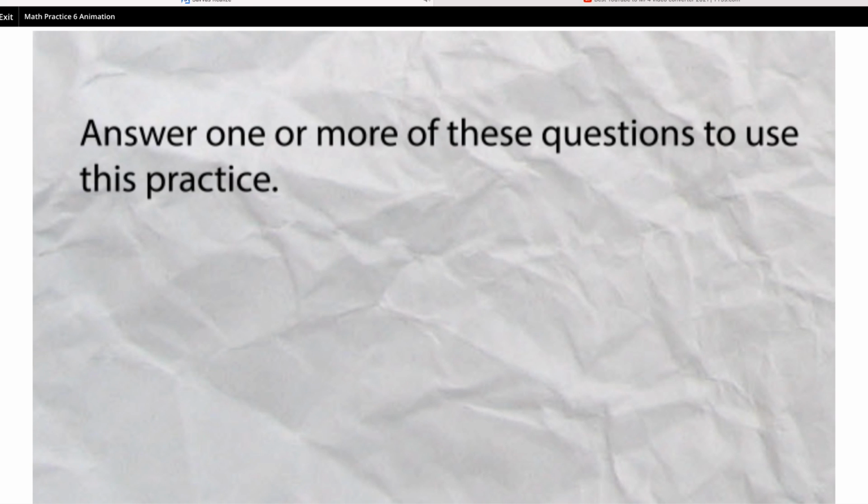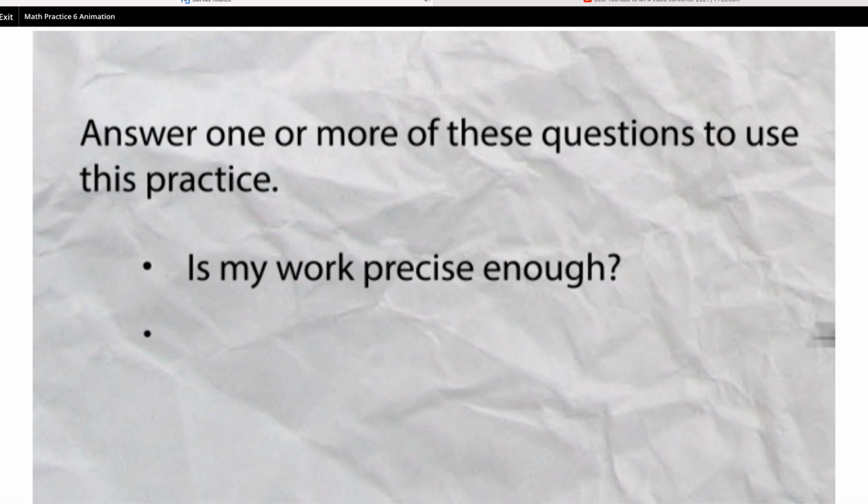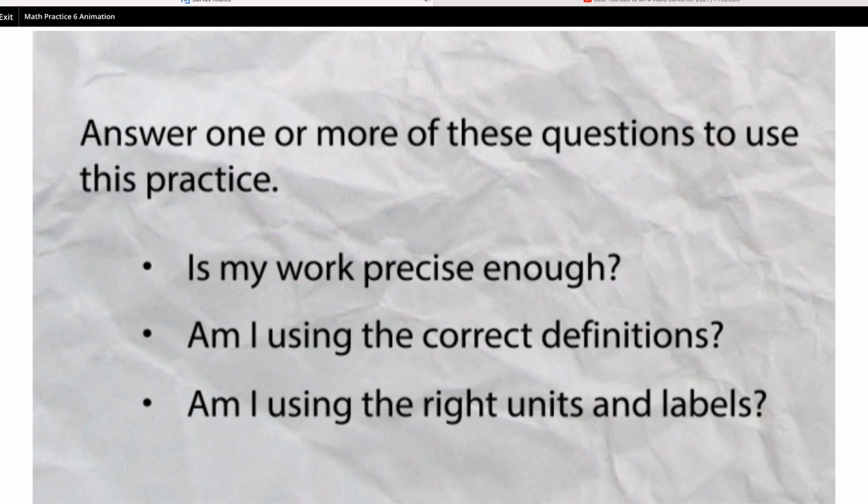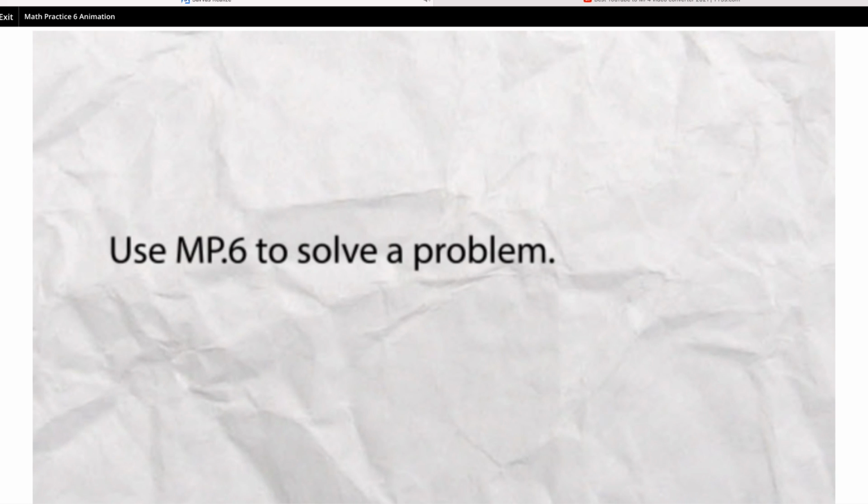To use MP6, answer one or more of these questions. Is my work precise enough? Am I using the correct definitions? Am I using the right units and labels? Use MP6 to solve a problem. Be precise.